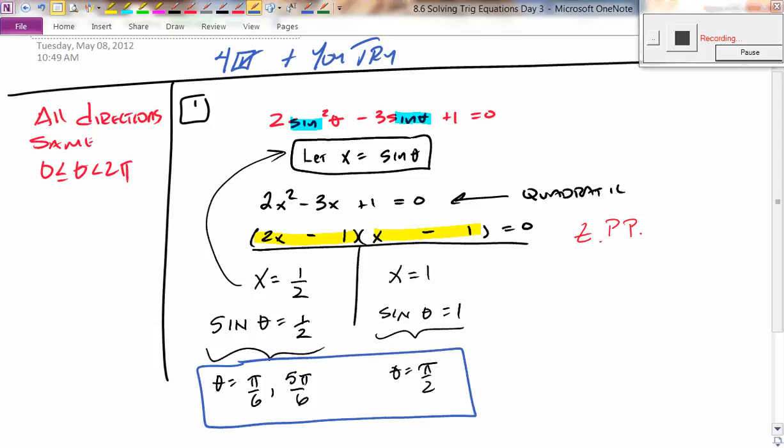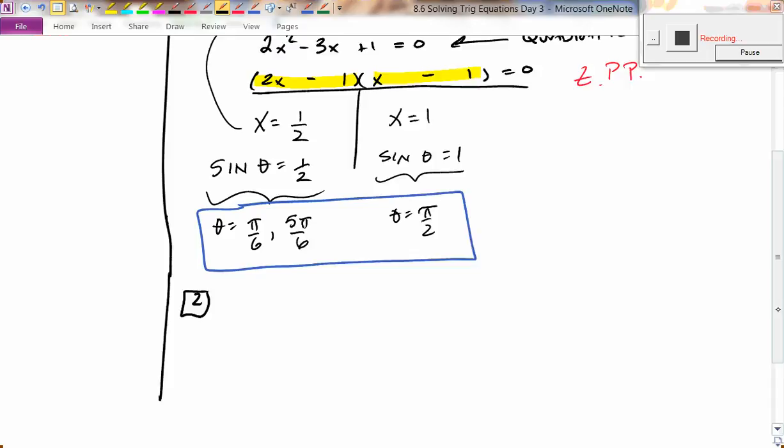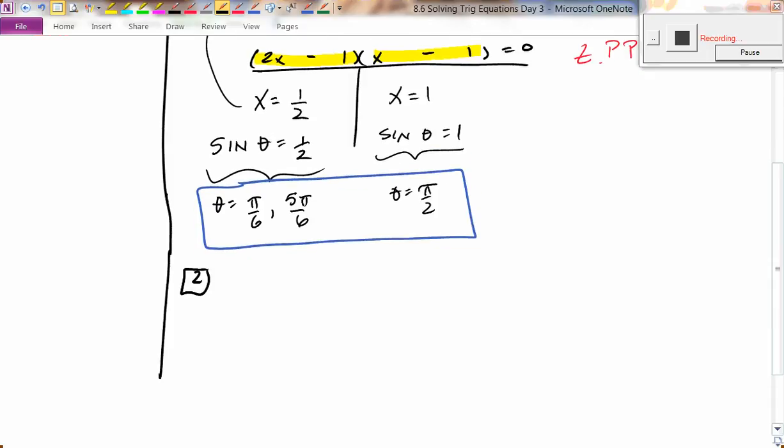All right, what do you guys think? That's not so bad, right? I would agree with you. That's not terrible. And the whole idea is the trick in the middle there, letting x be one of your trig functions, and then it becomes easier for you. Okay, let's do number 2.